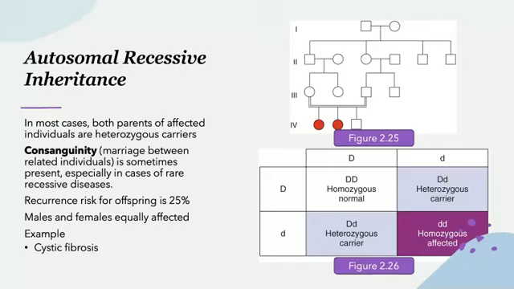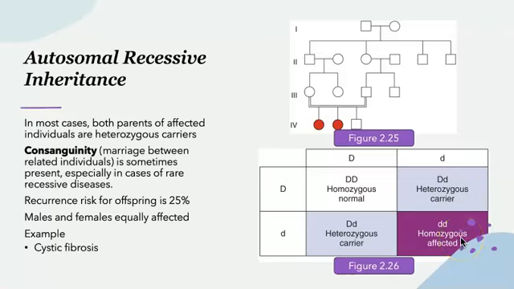So let's talk about this autosomal recessive inheritance. In most cases, both of the parents are affected individuals or are heterozygous carriers. So if we look to our Punnett square over here, we can see in this case they're heterozygous carriers. So we can see that this person is unaffected. These people are heterozygous carriers like we saw in that previous slide, and then we would have 25% of the children or 25% chance of having a homozygous affected child.